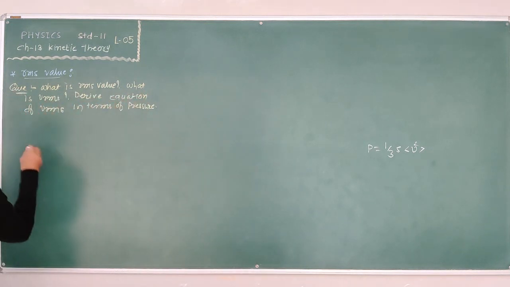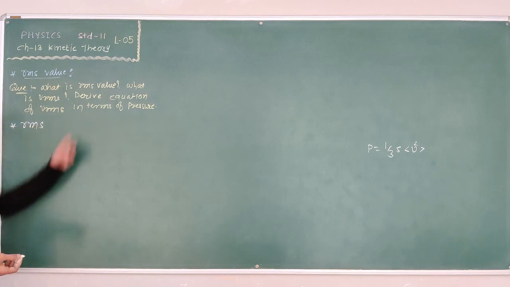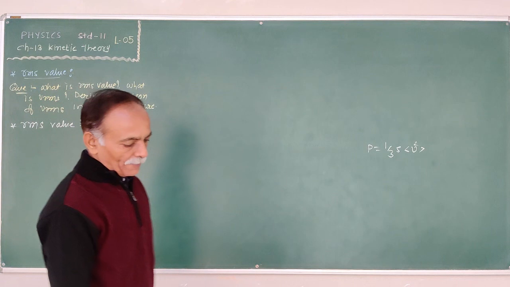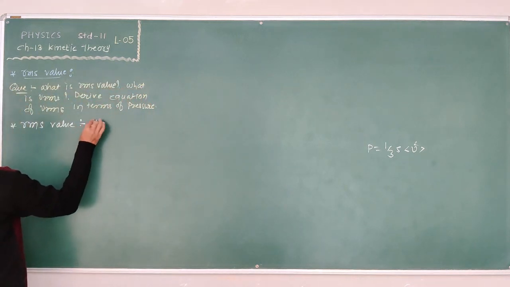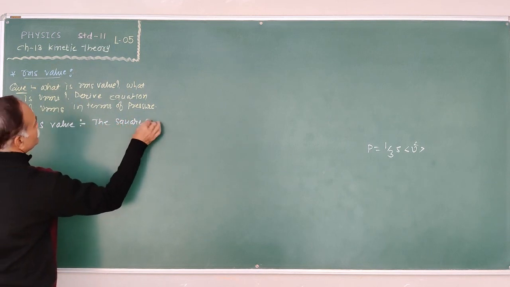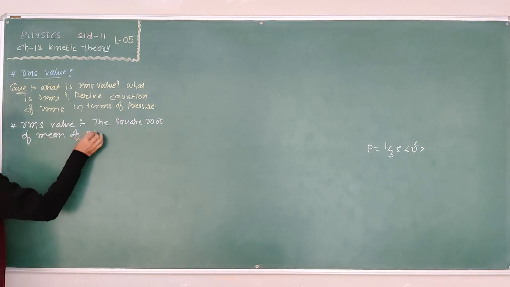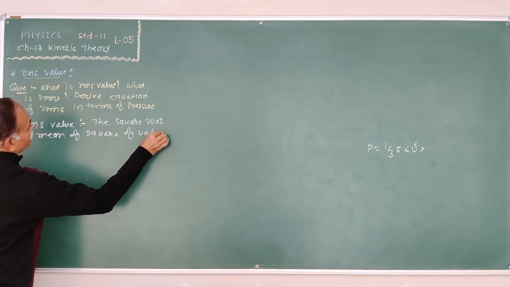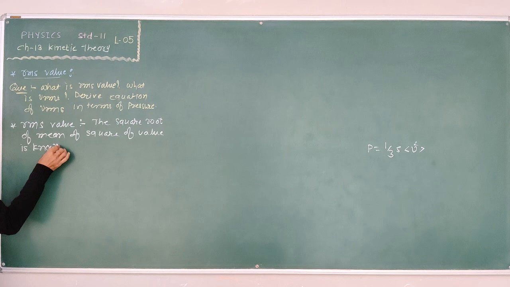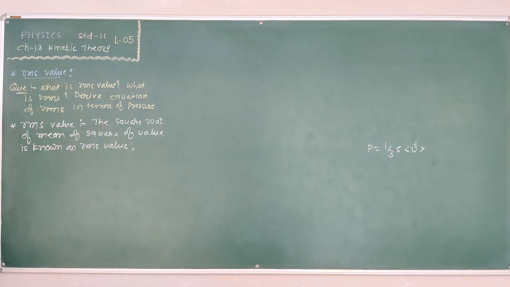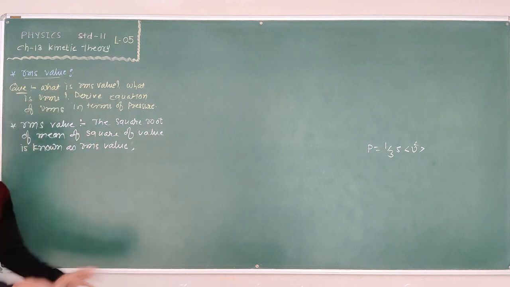First, what is the RMS value? Keep in mind that the definition of the RMS value is: the square root of the mean of the square of the value is known as the RMS value. R stands for the square root, M for mean, and S for square. The root mean square value is known as the RMS value of any physical quantity.